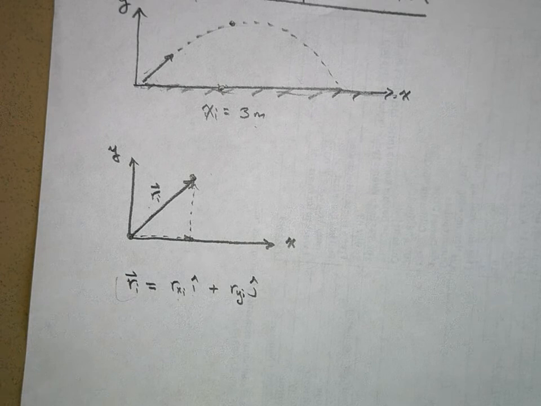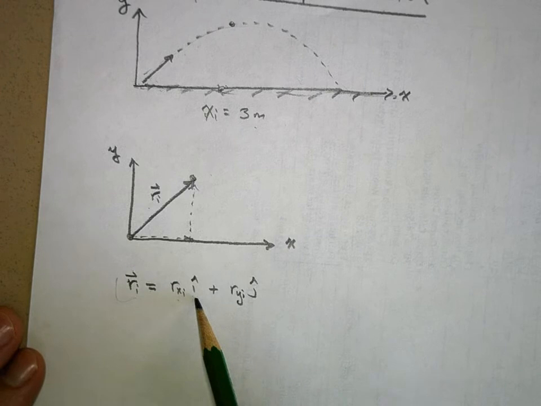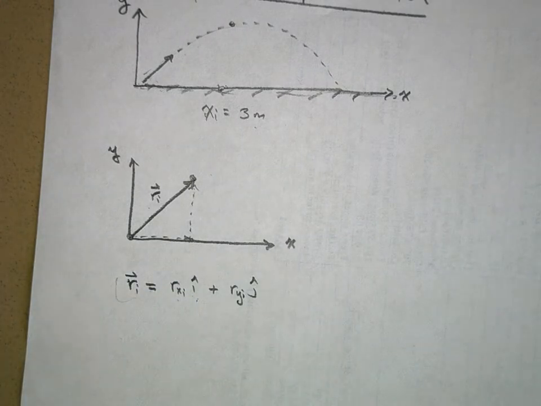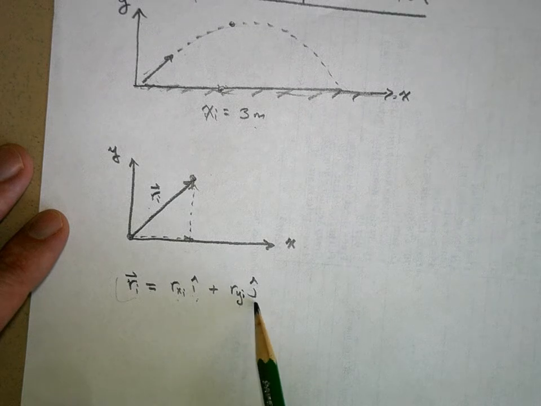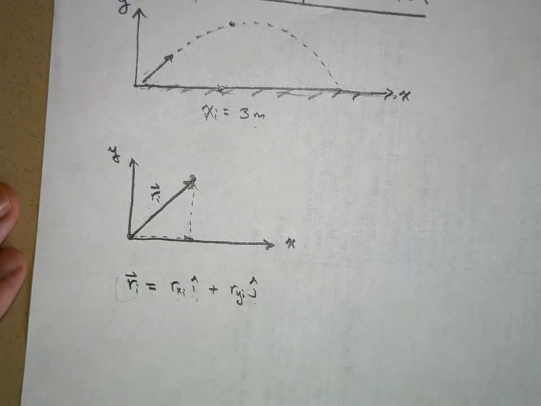And remember, the i hat unit vector just means, hey, this stuff is in the x direction. That's all i hat means. So don't freak out when you see a unit vector. It's just telling you what direction the stuff in front of it is. Plus r y, and what does j hat mean? It means in the y direction. That's all it means. It has no units associated with it. It doesn't change the magnitude. It just says, hey, go in this direction.